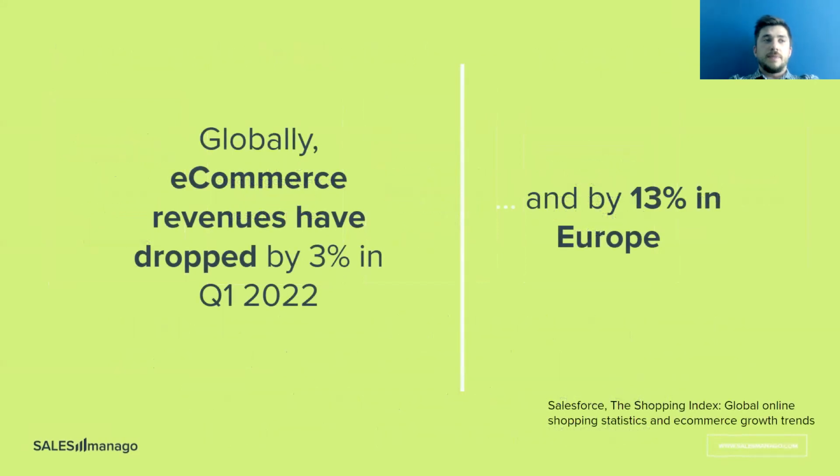If we look at the data, even though there were forecasts saying that there will be steady growth, what we can actually see is a revenue drop in e-commerce. In Q1, globally it dropped 3%. In Europe, which is closer, of course, to Ukraine and Russia, and this instability is just bigger, we can see a 13% drop in e-commerce revenues. So it's a huge disproportion from what was foreseen, what was forecasted.